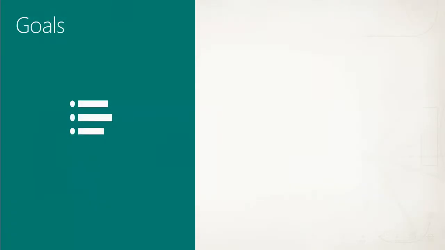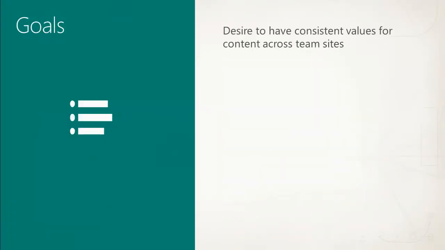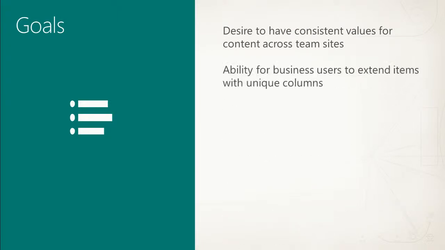So first one is the goals. So what were the goals? It was a desire to have consistent values for content across team sites. So this was a collaboration scenario where we said, hey, listen, we want to make sure when people put things into team sites, we're actually capturing a few elementary pieces of information from users, which seemed reasonable, right? We also wanted the ability for the business users to extend their libraries to capture additional columns because they could be more productive, they're more empowered to do things, right?